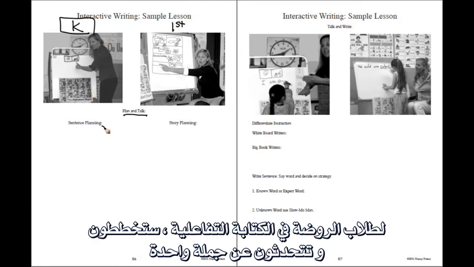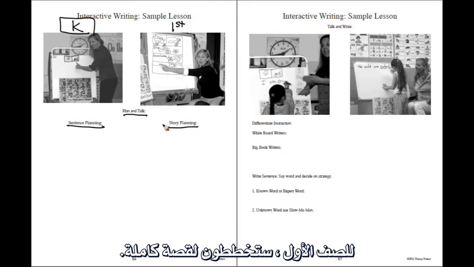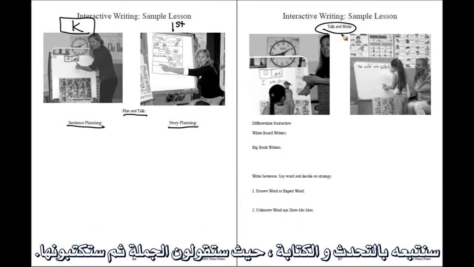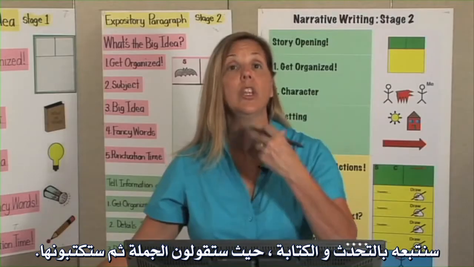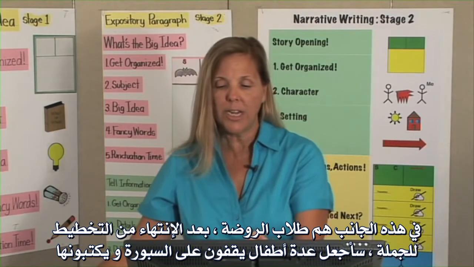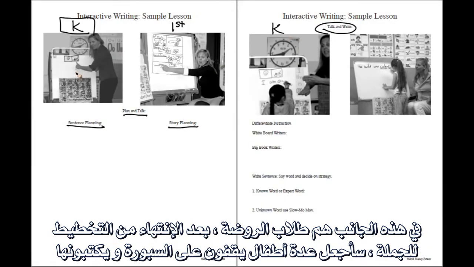Kindergarten, for interactive writing, you will be planning one sentence, planning and talking one sentence. First grade, you'll plan a story. Then if we look at page 57, once you plan and talk, whether you're kindergarten or first grade, we do the talk and write, where you say the sentence and then you're writing it down. Over here was kindergarten. We had planned one sentence, and now I'm going to have different children come up and write different words in that sentence.